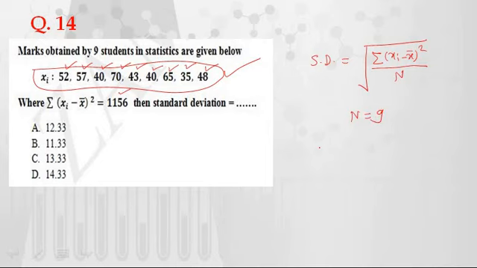Now we will put these values in this formula of standard deviation. Summation of xi minus x bar whole square is 1156 divided by n is 9, and if you do the calculation, we will get the answer as 11.33. So the correct option here will be option B, 11.33. Let us proceed to the next question.